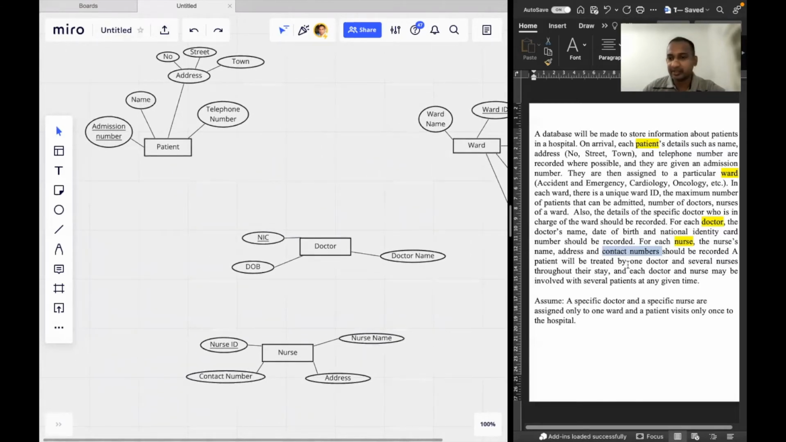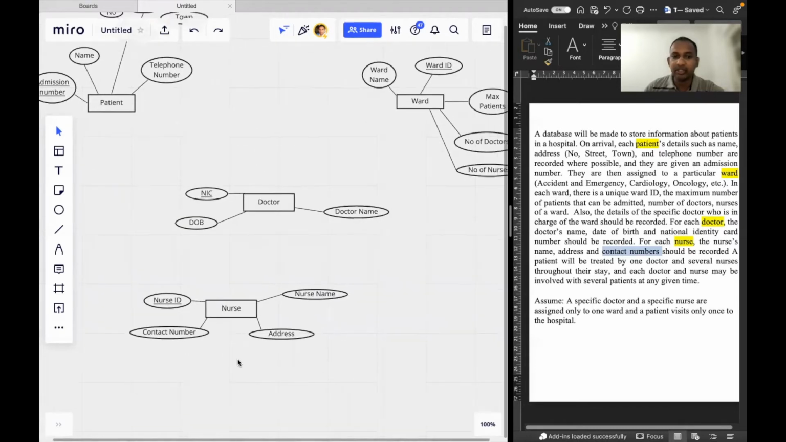But here in this nurse entity, it's mentioned as contact numbers. When you come to the patient entity, there is a telephone number. Here you can see it is a telephone number, which means we are going to store only one number. Therefore, telephone number is a single attribute. But here it's mentioned as contact numbers, which means more than one number may be saved in this attribute.